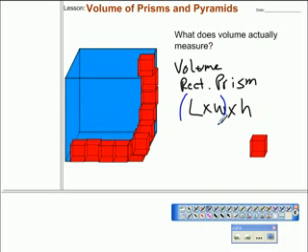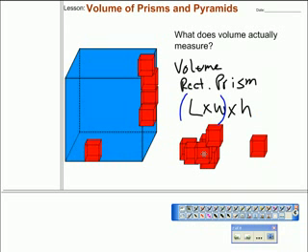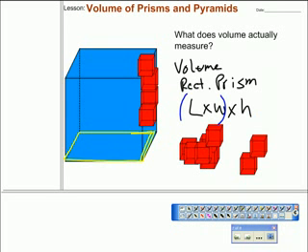It is. Now, let me get rid of all these cubes. What is the base shape right here in this rectangular prism? What is that? That's a rectangle. So really what I'm doing when I'm finding the volume in a rectangular prism is I'm finding the area of this rectangle, right? That'll tell me how many cubes I can put in one row across. Then I'm multiplying by the height. That tells me how many rows of those cubes I could have.